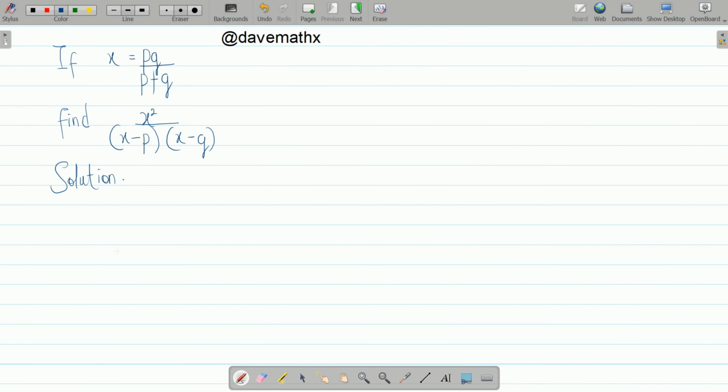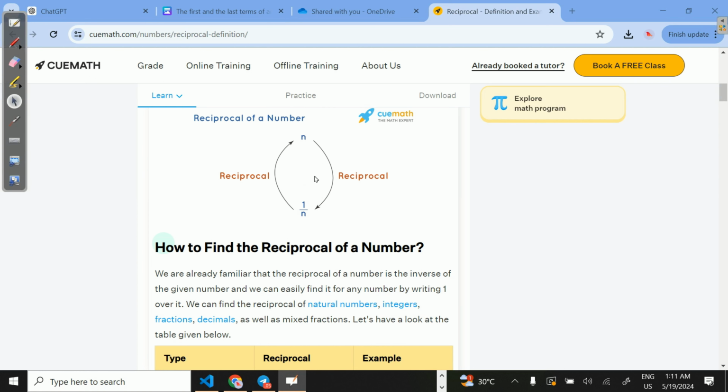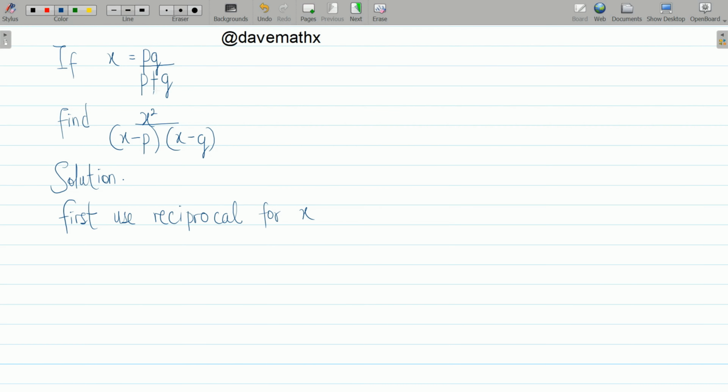If x equals pq over p plus q, find x square over x minus p and x minus q. We first apply the reciprocal law for x, which gives us 1 over x. Then p plus q becomes the numerator and pq becomes the denominator. Numerator and denominator interchange in a reciprocal.